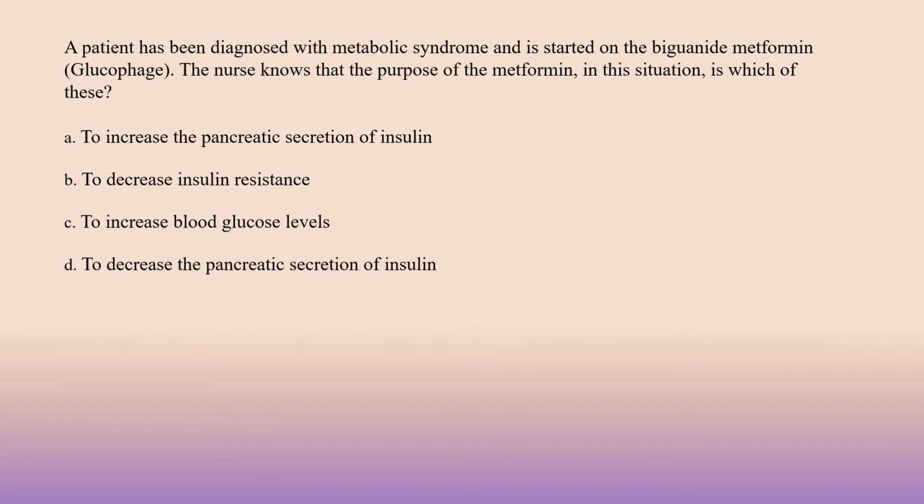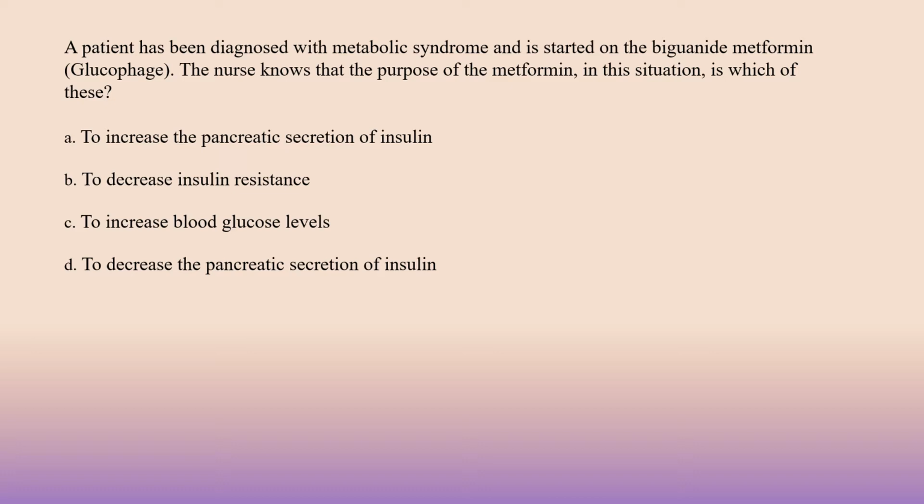A patient has been diagnosed with metabolic syndrome and is started on the biguanide metformin, Glucophage. The nurse knows that the purpose of the metformin, in this situation, is which of these? A. To increase the pancreatic secretion of insulin. B. To decrease insulin resistance. C. To increase blood glucose levels. D. To decrease the pancreatic secretion of insulin.